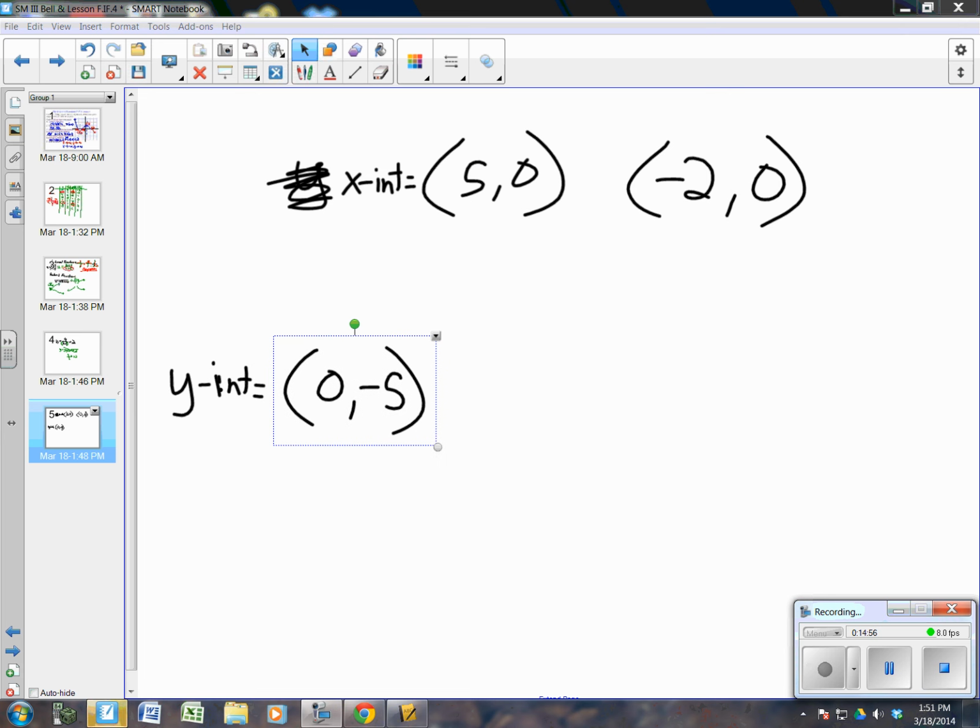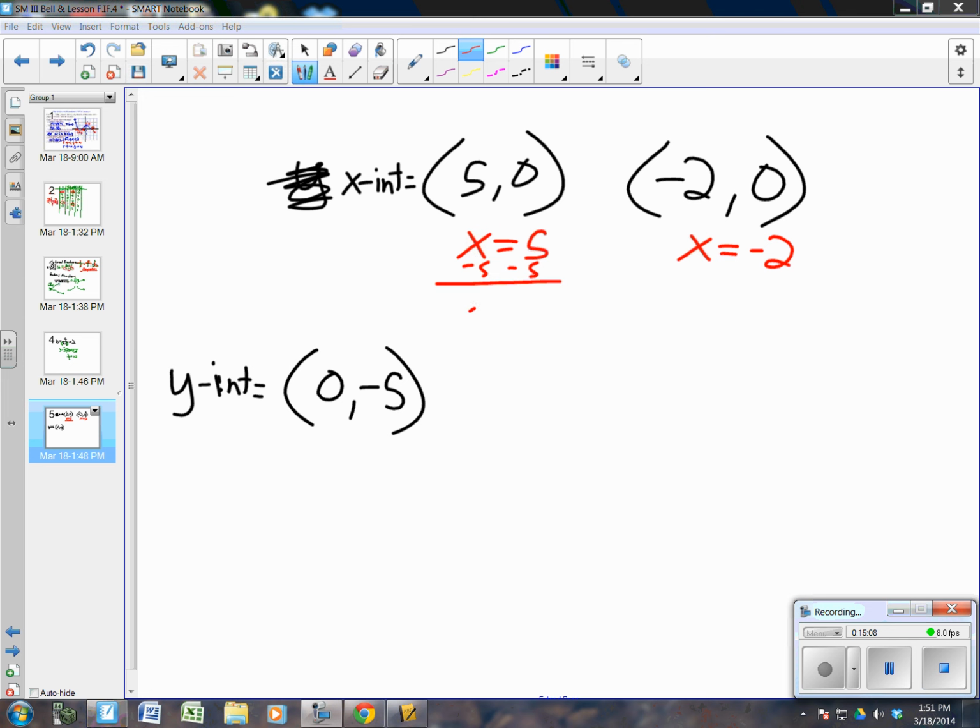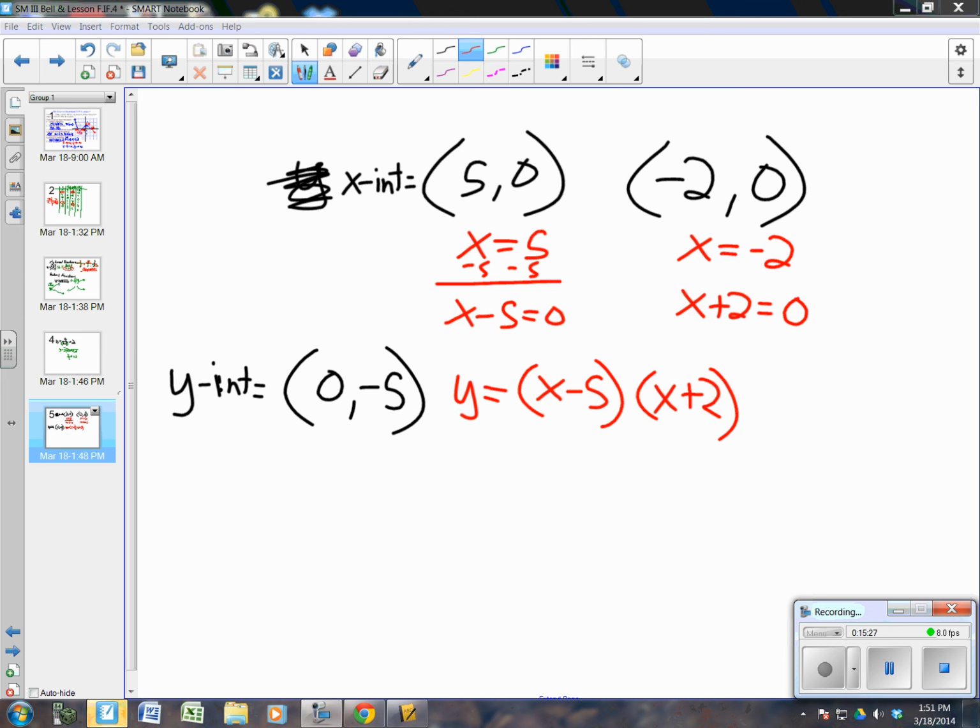Do you remember that if you are given two x-intercepts, x equals 5 and x equals -2, you can rewrite those in factored form by subtracting 5 from both sides of this one to get x minus 5 equals 0, and x plus 2 equals 0 on this one if I subtracted 2 from both sides. If I multiplied those factors together, I would have an equation that would have those as x-intercepts. So x squared minus 3x minus 10 would be the equation that has (5, 0) and (-2, 0) as x-intercepts. Do you remember doing that? Yeah. Okay. So that's how you go about creating an equation with x-intercepts.